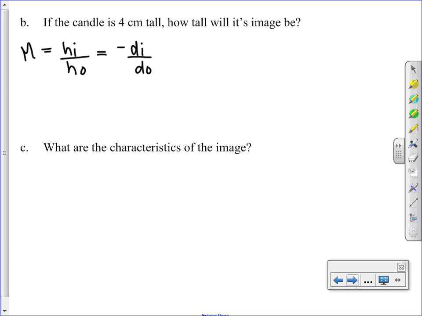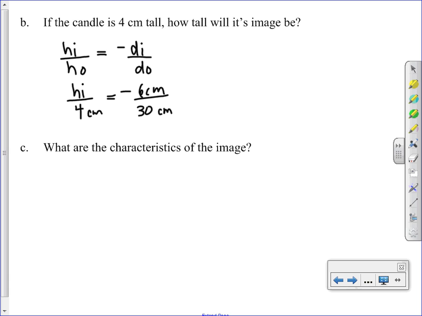So if I want to find the height of the image, I can kind of ignore the m part here and just have this relationship or this ratio that the height of the image is to the height of the object as the negative distance image, which we said is 6, to the object distance, which is 30.